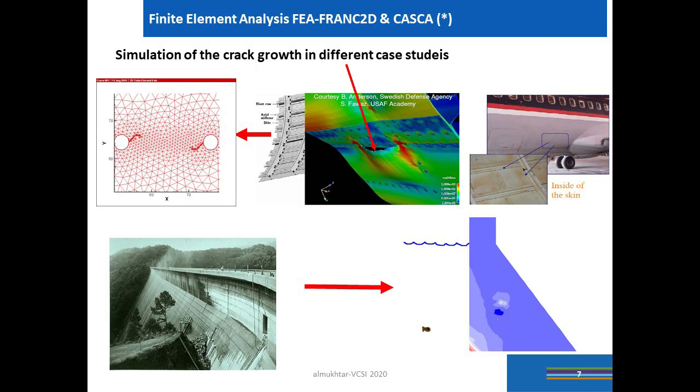Here we can find some models and some case studies using Frank 2D. The simulation of cracks between two holes in an airplane fuselage. That means the simulation for metals, or the simulation for non-metals like in dams or rock mechanics.